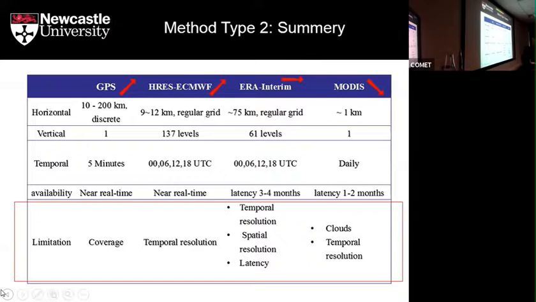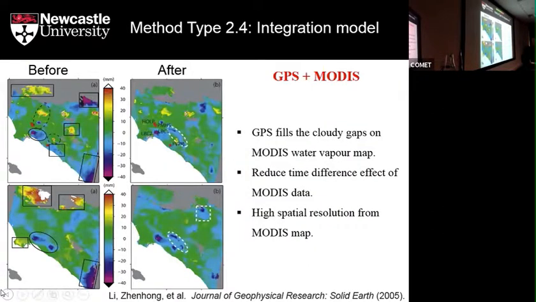And comparing these data sets, an immediate thought is to combine 2 or 3 of them to further improve your performance. For example, we can combine GPS and MODIS because MODIS is affected by cloudy conditions and also has large time differences. But we can use GPS to fill the cloudy gaps in MODIS data, and also use GPS to reduce the time difference effects on MODIS data, so we can have an improved performance by combining these 2 data sets. This is the performance of combined GPS and MODIS correction.